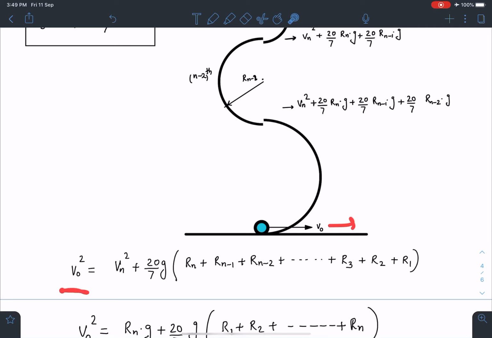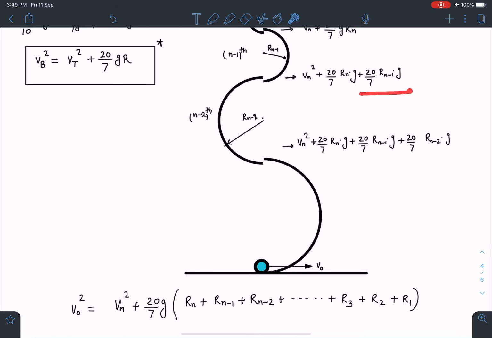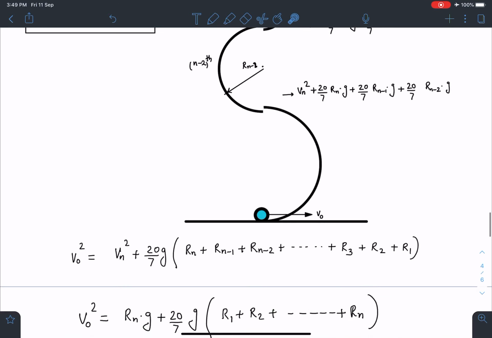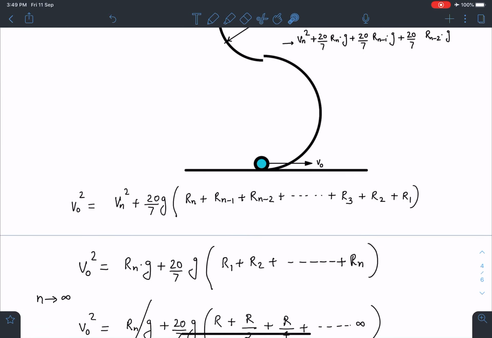Finally when I come to the bottom circle, this velocity V0 square I can write as Vn square plus 20 by 7 Rn g plus 20 by 7 R(n minus 1) into g plus 20 by 7 R(n minus 2) into g. Keep doing it, and finally you are going to come to circles R3, R2 and R1. This will be the final. So this is the relation of V0. You can form that series.